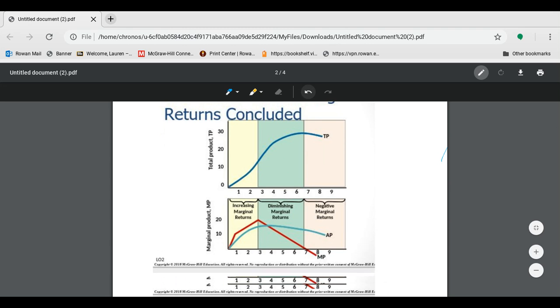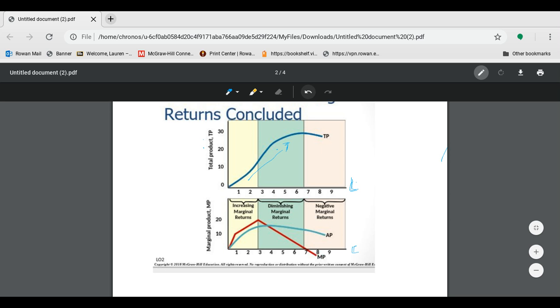In the top part, we have total product. So how much Sundaes are we producing? It's here with the amount of labor. Labor is on the x-axis. And then in the graph below it, labor is still on the x-axis, but now we're looking at the marginal products or the average product. So red, marginal product, blue, average product.